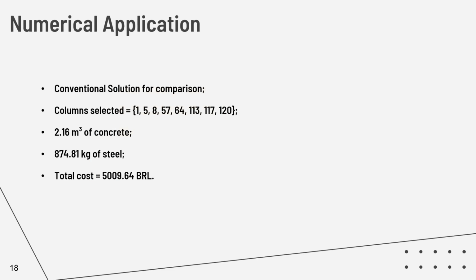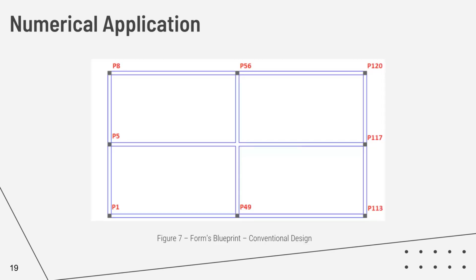So to make a comparison, a hypothetical conventional solution was simulated with the same parameters. And we can see in the next figure, in the next slide, the columns were symmetrically placed and were placed in corners. The result was about 2.16 cubic meters of concrete and 874 kilograms of steel, totalizing more than 5,000 Brazilian reals. Here is the hypothetical example of a traditional or conventional structure that we adopt.